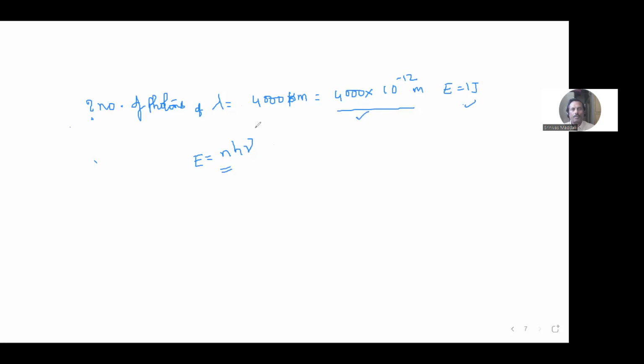So from nu equal to C by lambda, we can write this as 1 is equal to, 1 joule being the energy, this n we do not know, multiplied by h, Planck's constant, anyway we'll substitute that, h C by lambda, since nu is equal to C by lambda. So now you have to find out the n value. We'll take this h C by lambda to the other side, so that n becomes lambda by h C.